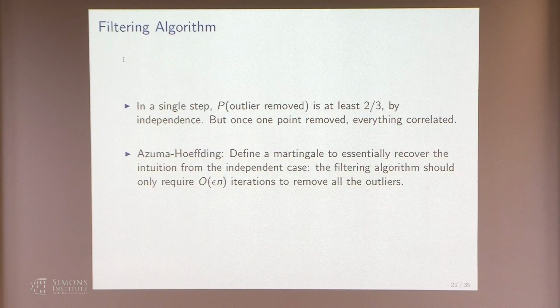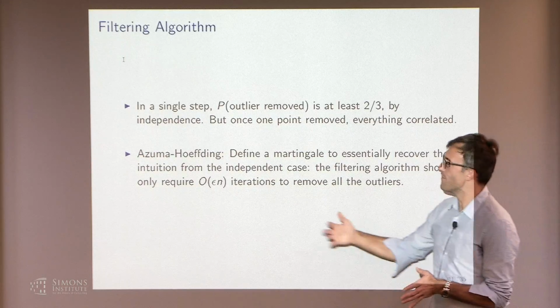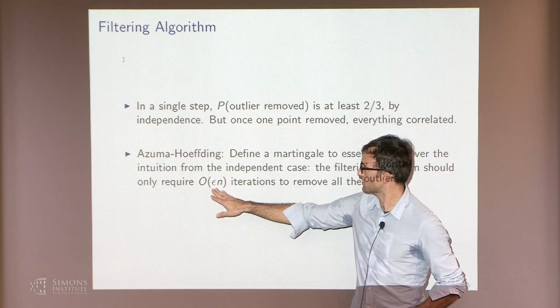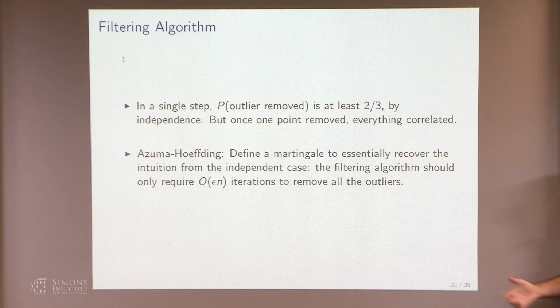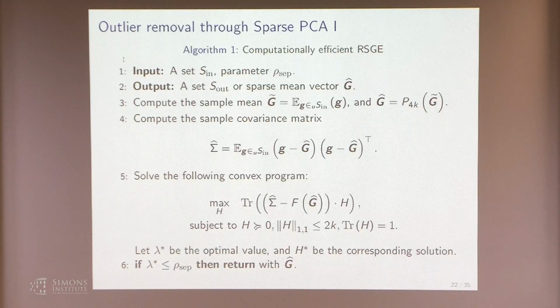And then you can show, using martingale techniques, that if you have an epsilon fraction of corrupted points, and you do this for the expected number of iterations, you have thrown away all the outliers that actually affect your estimate. Possibly some outliers remain that don't affect your estimate, but you don't care about those.